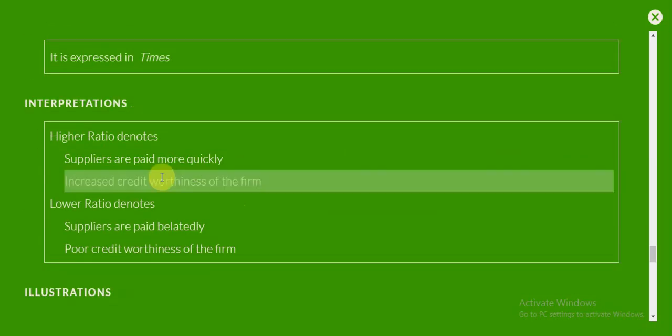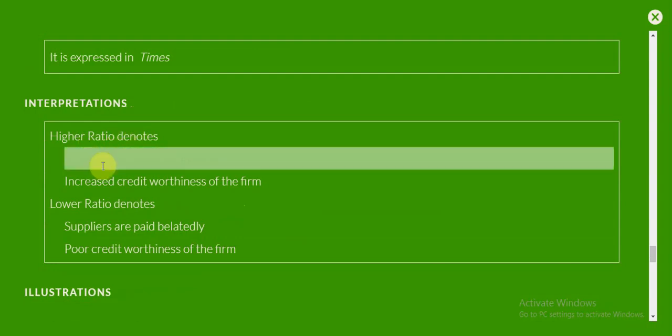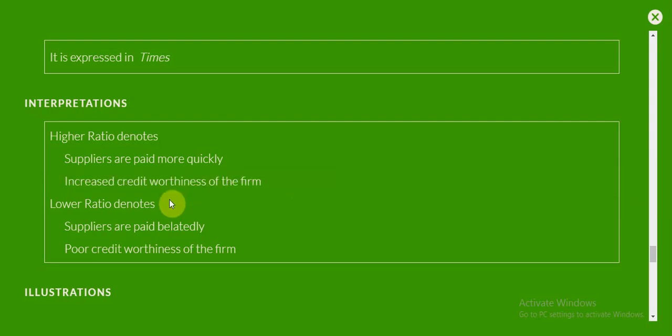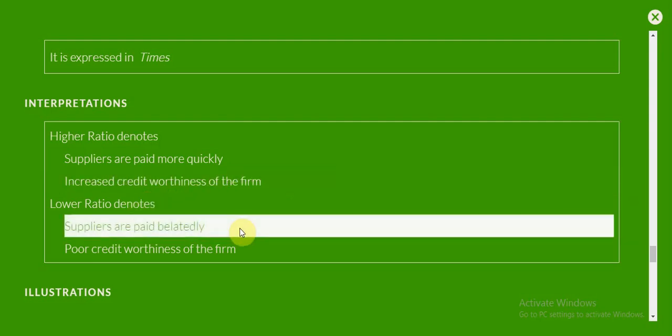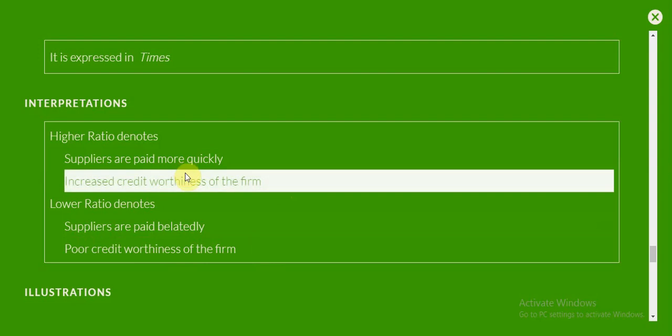And what interpretation we have here is that a higher payables ratio denotes that the suppliers are paid more quickly. We are paying our suppliers in a prompt manner, and it increases the creditworthiness of the firm. Naturally, when we pay our suppliers promptly, the creditworthiness of our firm will go up. And a lower ratio denotes that suppliers are not being paid promptly, that is, we are paying them belatedly, and so the creditworthiness of our firm will be damaged.